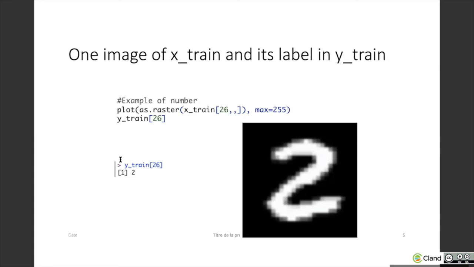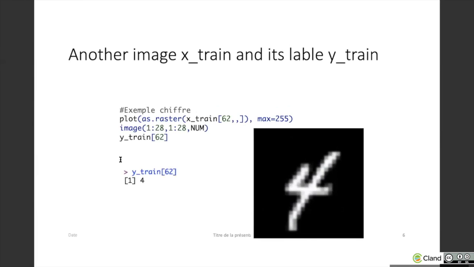Okay. So what is important to understand here is that in X-train, you have images corresponding to 28 by 28 rasters. Each pixel includes a number between 0 and 255, indicating a level of gray. And Y-train corresponds to a label indicating whether the number is 0, 1, 2, 3, up to 9. So this is another example.